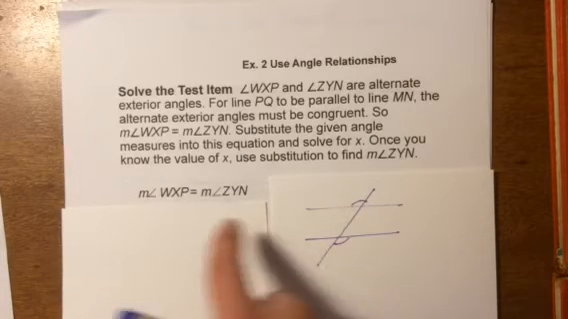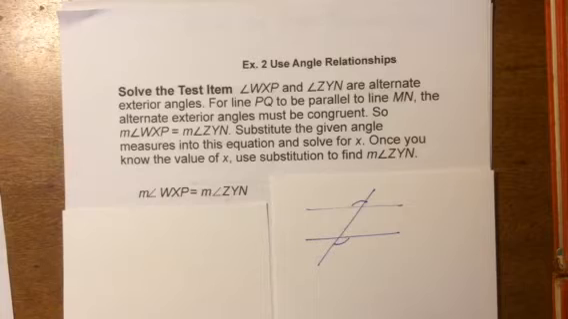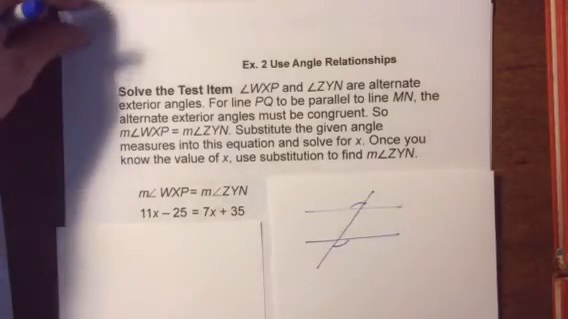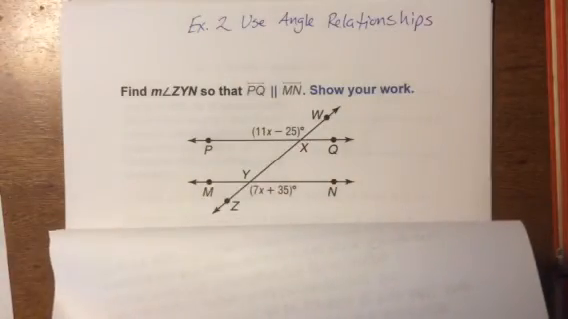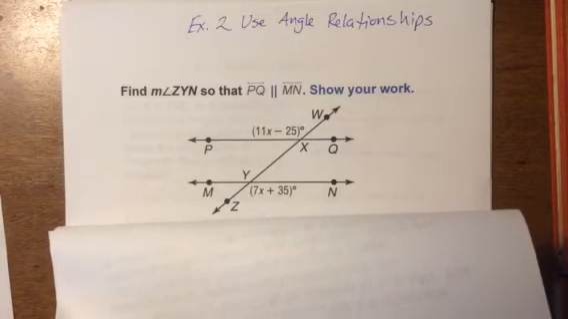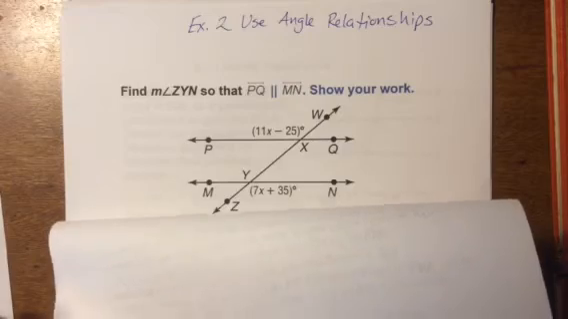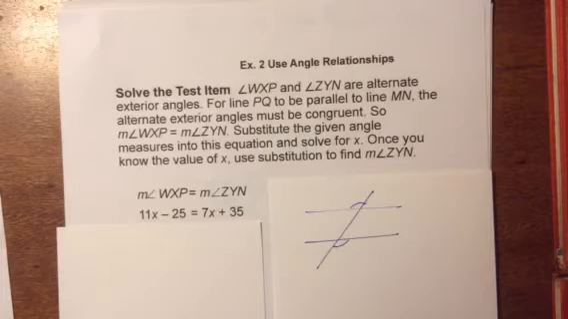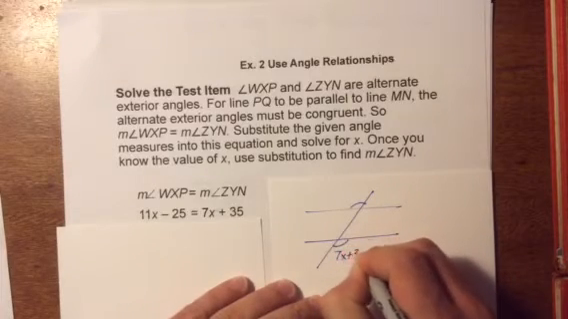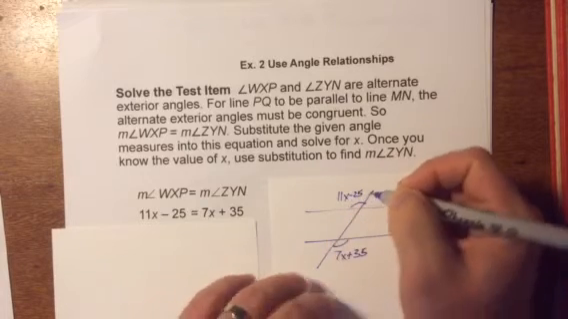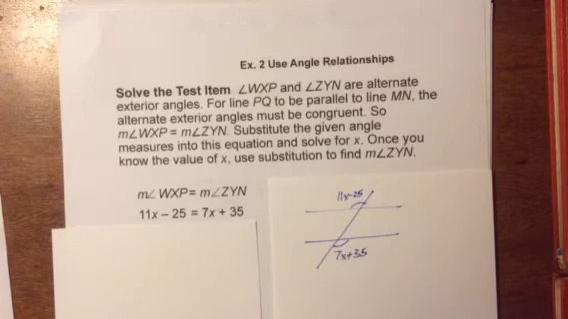So what I want to do first is assume that these actually are equal in angle measure, and that way I can plug in those values. Okay, so if you're looking back at this diagram, we have 11x minus 25 is WXP, and 7x plus 35 is ZYN. And so I'm going to set those two values equal to each other. Okay? And then I can just solve that equation for x.